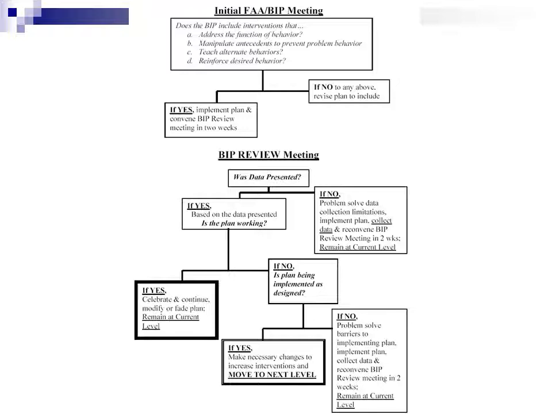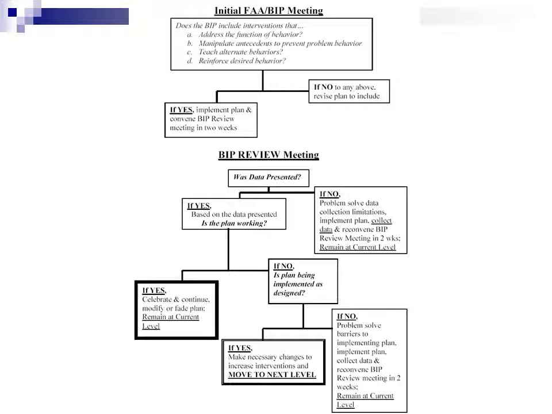At the behavior intervention review meeting, you ask the question, do you have data? If the answer is yes, then based on the data, is the plan working? Of course, if the answer is no, then you have to look at why you don't have data. What are some of the barriers to collecting data? Chances are, if you don't have data, the intervention is probably not being implemented as well. But you do have data. The question is the plan working?